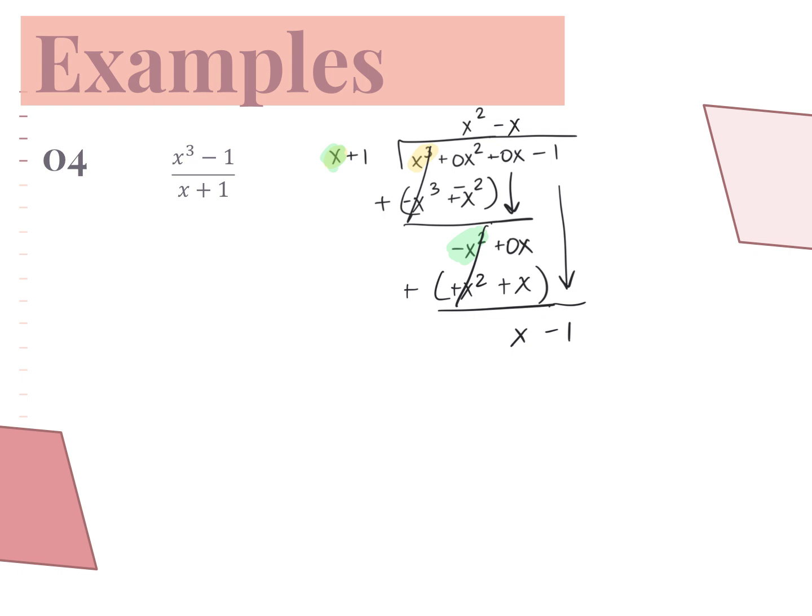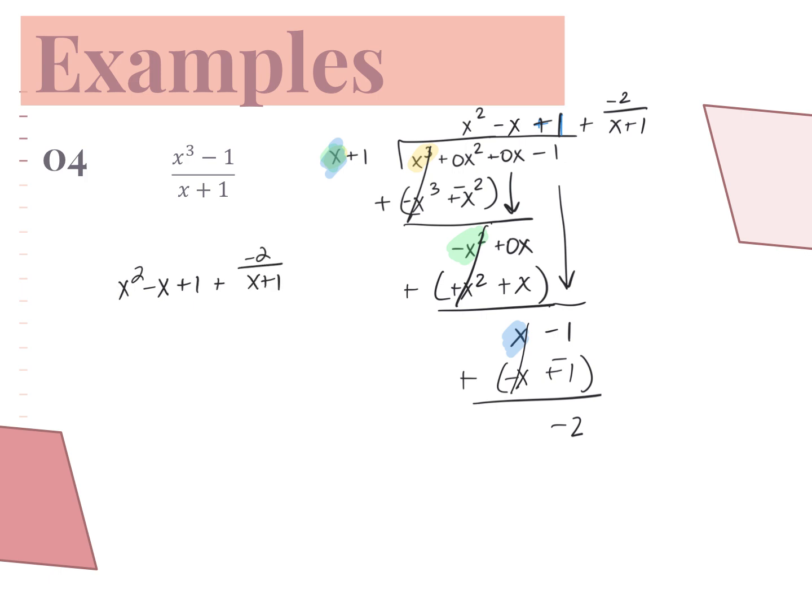Okay? And so I'm going to do this whole thing one more time. I'm going to do the first term divided by the first term here. So x divided by x is 1, so I get plus 1. And I'm going to multiply x plus 1 by 1. Then I'm going to subtract, which means adding the opposites, and I'm going to get minus 2. So my remainder is minus 2. So again, minus 2 over the divisor. So my quotient is x squared minus x plus 1 plus the remainder over the divisor. And that's my answer.